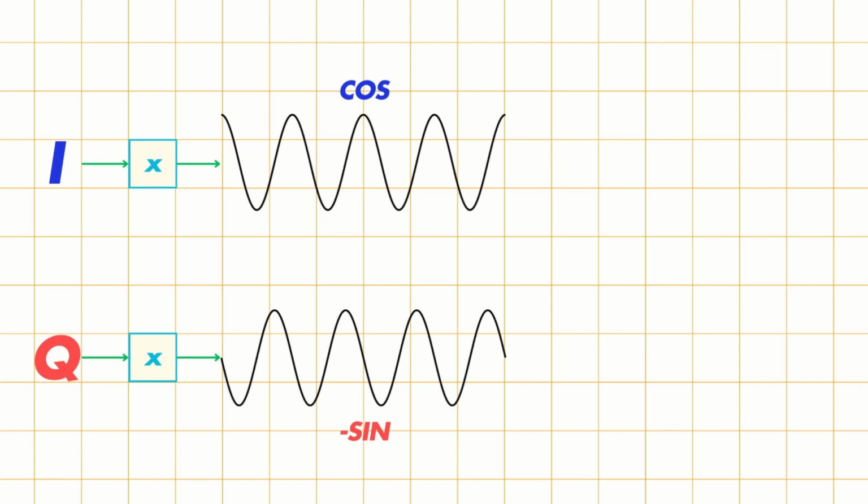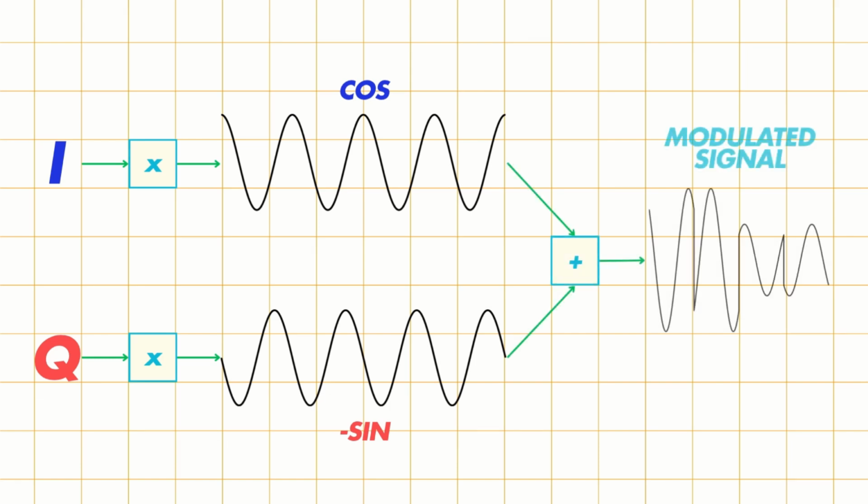Finally, these two signals are added together. Thanks to trigonometry, their sum forms exactly the wave we wanted, one with the precise amplitude and phase set by our original complex number. This abstract IQ concept solved a real hardware problem. Rather than building complex phase and amplitude controllers, we use simple multiplications and addition, operations that are easy to implement in both analog circuits and digital processors.